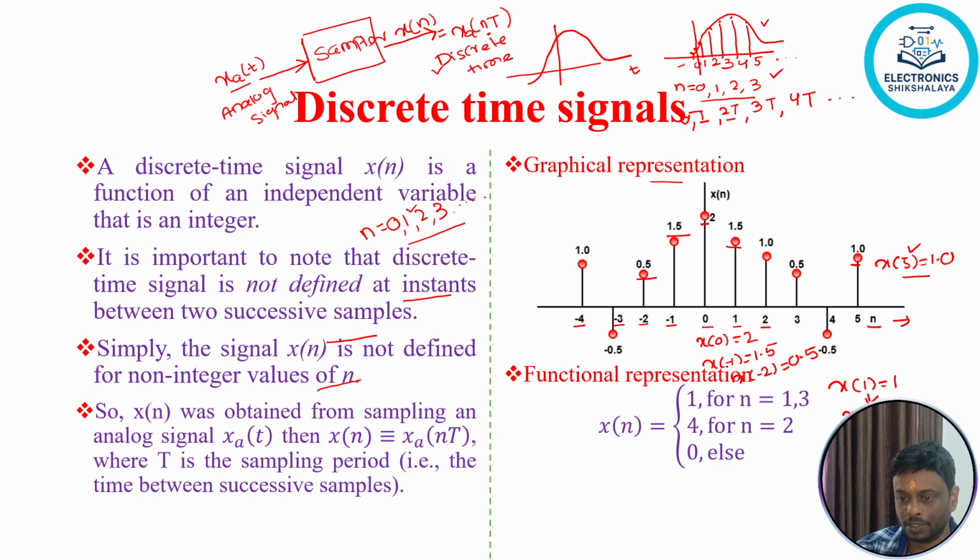For x of 1, the value is 1. For x of 2, what is the value? The x of 2 is equal to 4. Likewise, x of 3, the value is 1. And else, all the values are 0. So this is the functional representation of the discrete time signals.